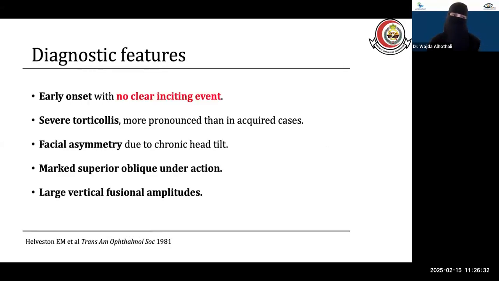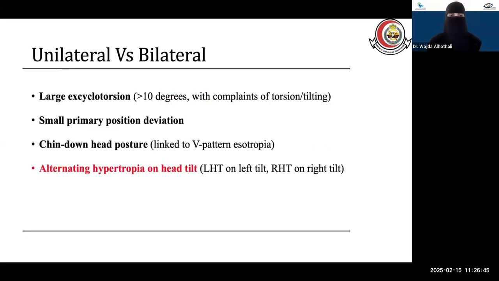The main diagnostic features are the early onset without an inciting event, severe torticollis and facial asymmetry, marked superior oblique underaction, and large vertical fusion amplitude, especially when they present later. Unilateral versus bilateral: bilateral cases usually have large excyclotorsions and small primary position deviation. Those patients typically adopt a chin down head posture to accommodate for the V pattern esotropia, and most importantly, they have alternating hypertropias on opposite head tilts.